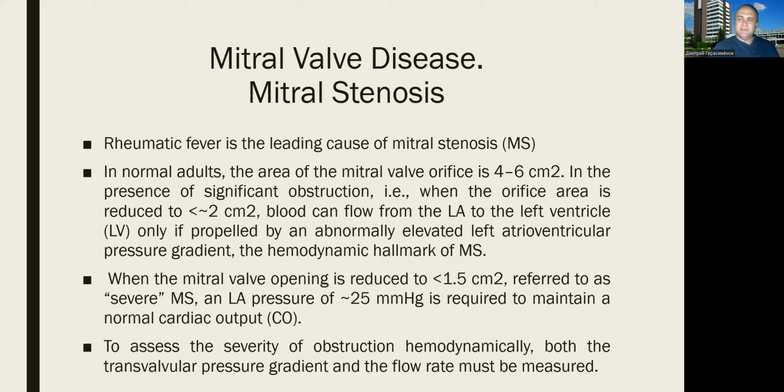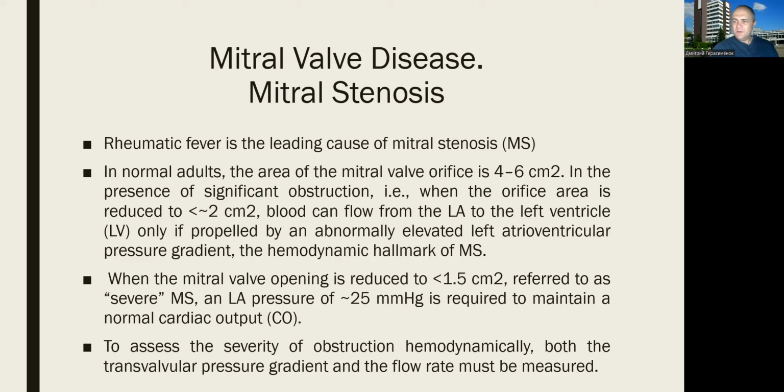Mitral valve disease, mitral stenosis. Rheumatic fever is the leading cause of mitral stenosis. In normal adults, the area of mitral valve orifice is about 4 to 6 centimeters square. In the presence of significant obstruction, it means when the orifice area is reduced to 2 centimeters square.